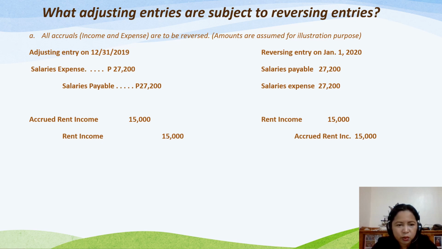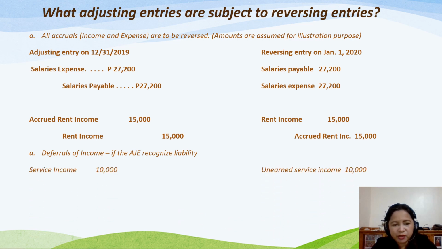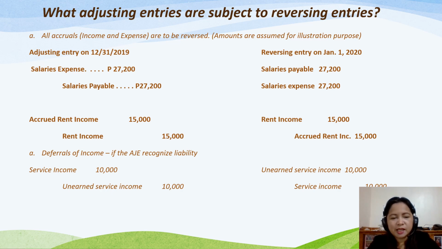Please take note, the two adjusting entries increase: the first one increases a liability and the second one increases an asset. Therefore, they are reversed. Next is the deferrals of income. If the adjusting journal entry recognizes a liability, it needs to be reversed. For example, if the adjusting entry was debit service income, credit unearned service income, this increases a liability, therefore it shall be reversed as debit unearned service income, 10,000, credit service income.